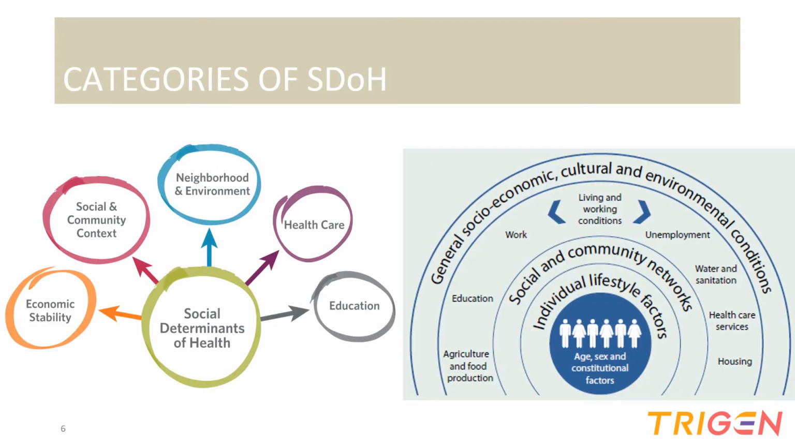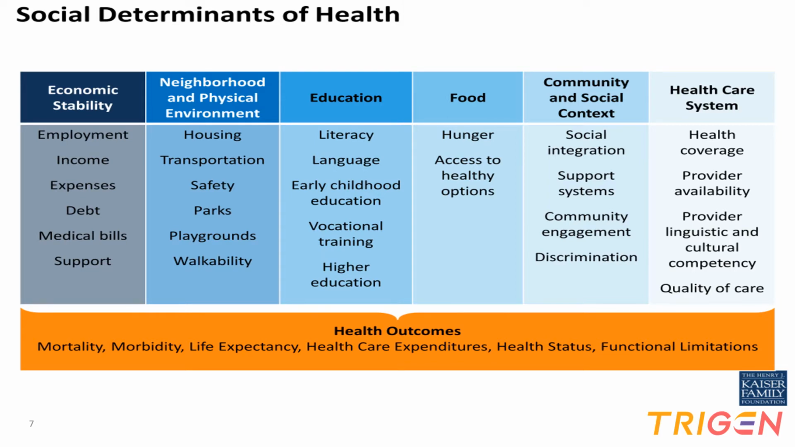Categories of social determinants of health. There are various categories of social determinants of health, and this includes economic stability, social and community context, neighborhood and environment, healthcare, as well as education. Another way to look at it is from a micro to macro perspective, from individual and lifestyle factors to social and community networks, followed by living and working conditions, and lastly, socio-economic conditions. Let's explore some examples of social determinants of health from each category.